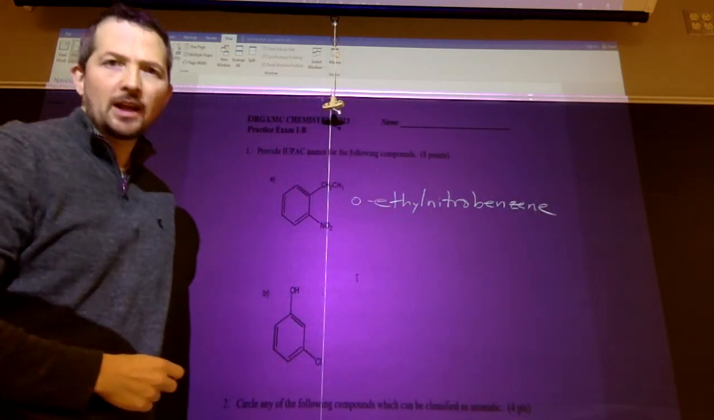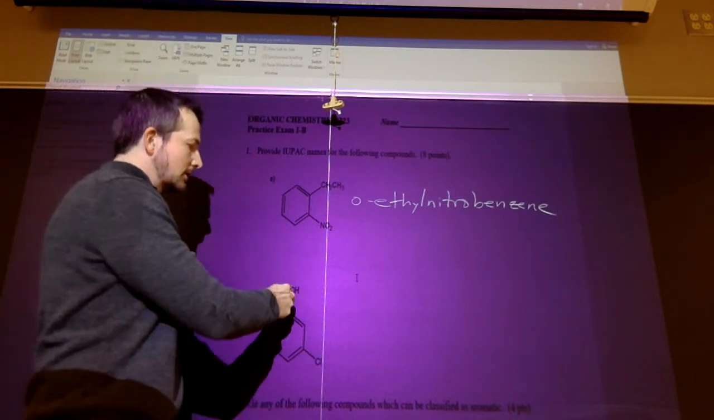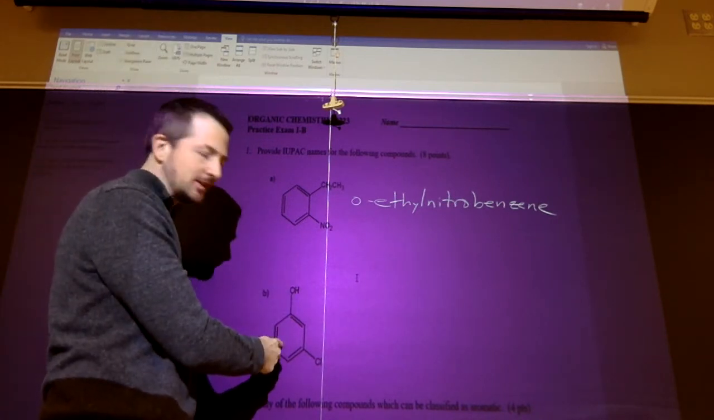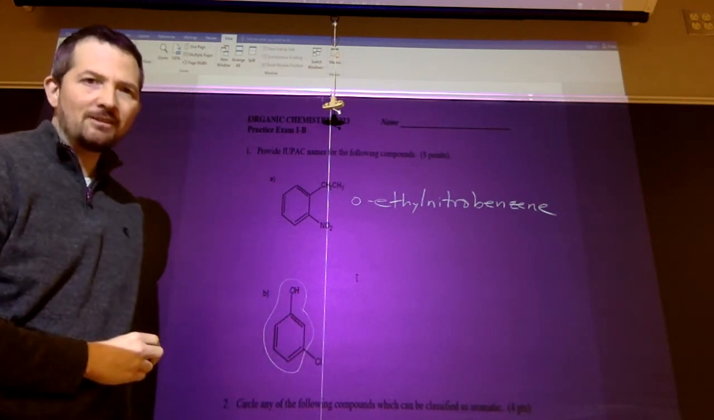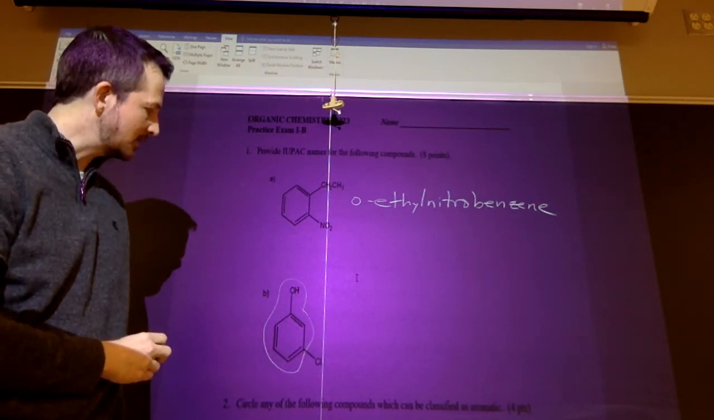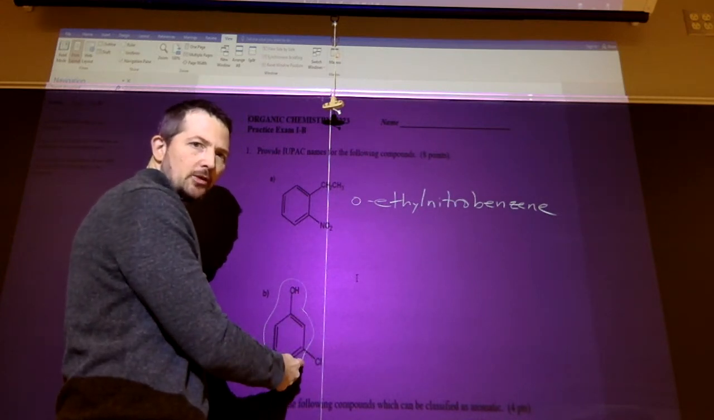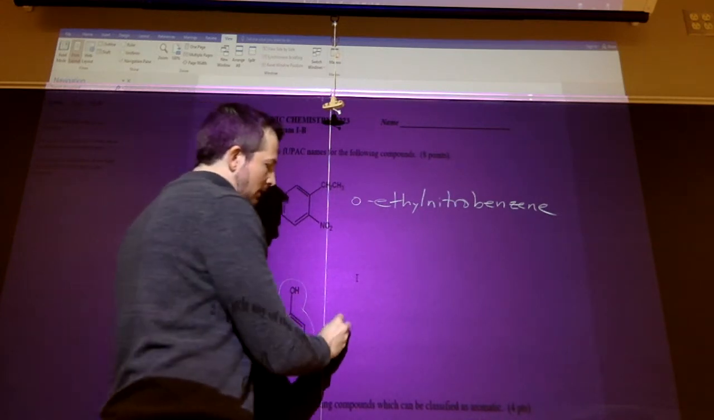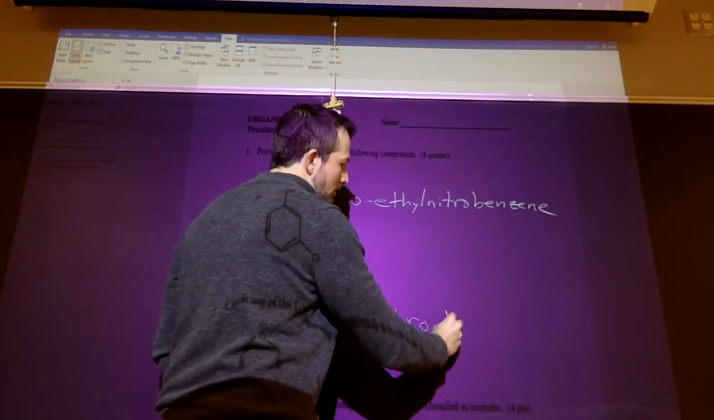So ortho-ethylnitrobenzene. If I look at the next one, there's an OH attached to a benzene ring, so that one does have a common name. So that'd be a phenol, the OH attached to the benzene ring. I have a chlorine attached to it. It's 1,3 to one another, so that's meta. So I got meta-chlorophenol.